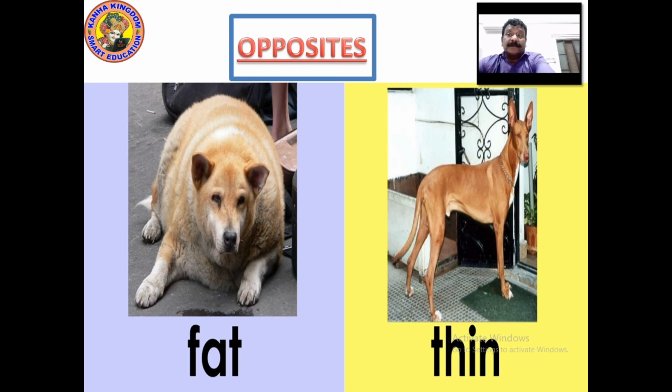Now you can see two dogs here. One is fat. Opposite of fat is what? You can see the other dog which is thin. Now you understand the difference between fat and thin. So opposite of fat is thin. And opposite of thin is what? Opposite of thin is fat. Please write it down. F-A-T, fat. The dog is really very fat, and this dog is really very thin. So opposite of fat is thin. Opposite of thin is again fat.